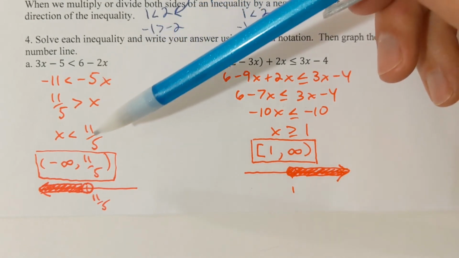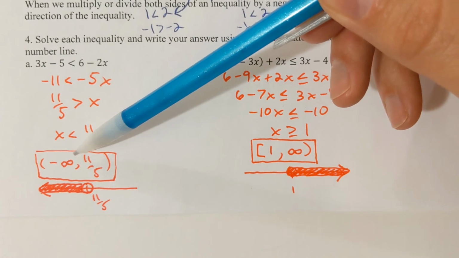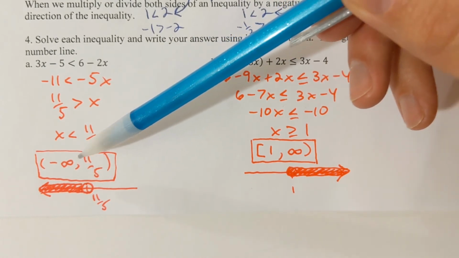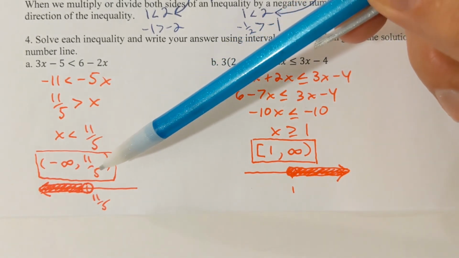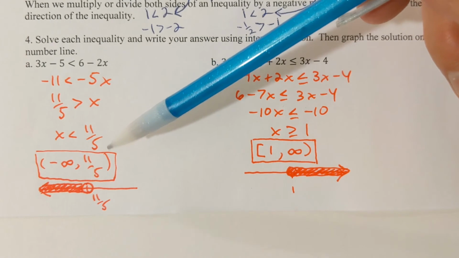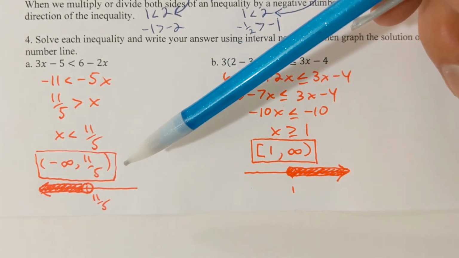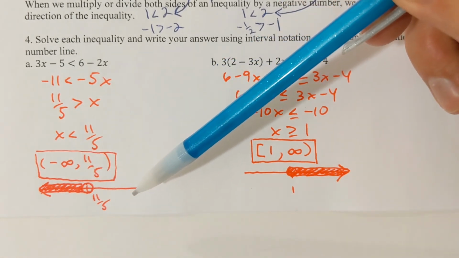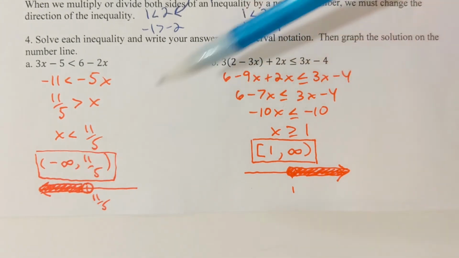Okay. So as an interval, anything less than 11/5 means I'm heading out towards the negative direction, towards negative infinity. And so I'm going to say negative infinity to 11/5. I'm not including 11/5, so I want a parenthesis on both ends here. Okay, and on the number line, open circle at 11/5. Since you're not including that number, anything less than that number means that you'd be shading towards the left.